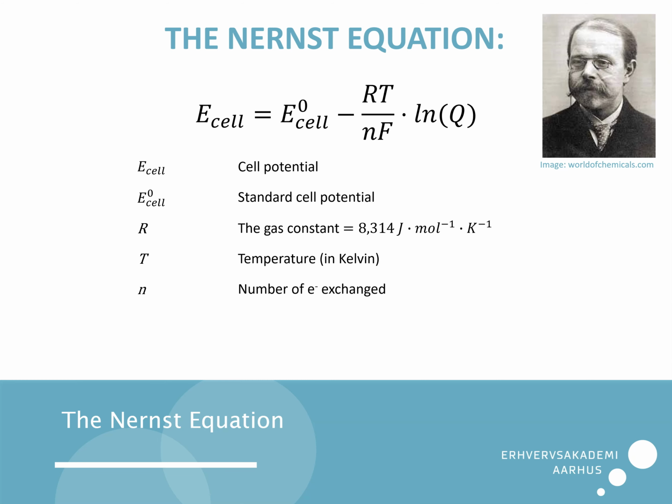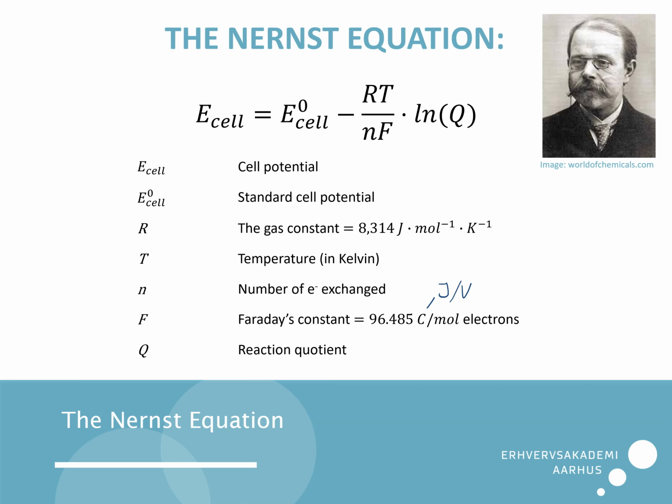N is the number of electrons being exchanged in the reaction, and F is another constant also available in any handbook, namely Faraday's constant. It's equal to 96,485 coulomb per mole electrons. Coulomb is the standard unit for electrical charge, so Faraday's constant is just the total charge carried by 1 mole of electrons. Coulomb is also equal to joules per volt, which we'll see later is a more convenient unit in this equation. Q is the reaction quotient for the reaction.